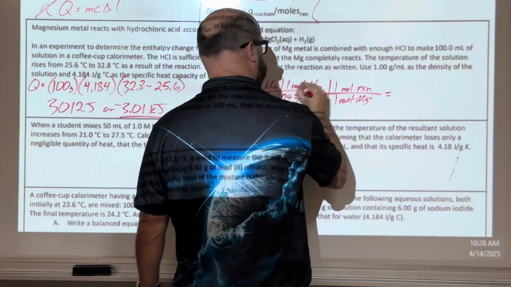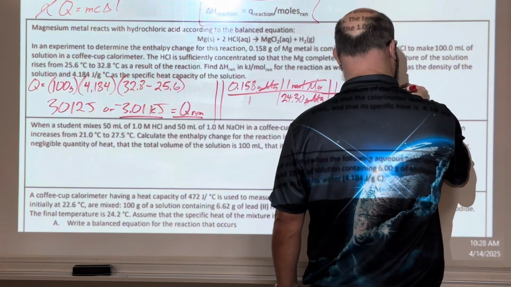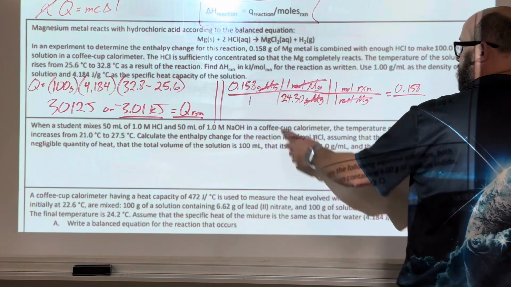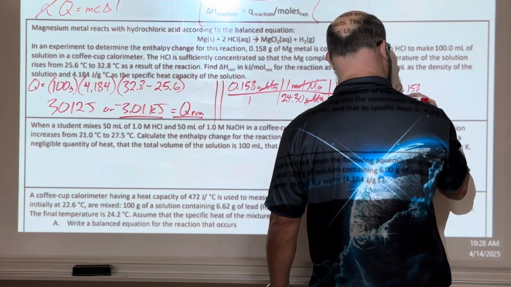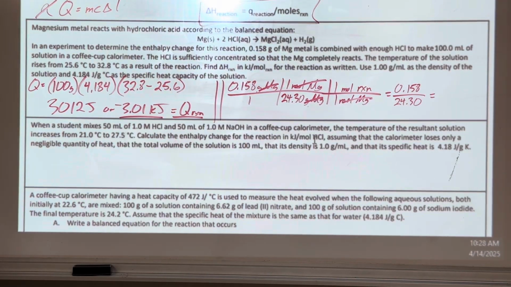Now the moles of magnesium cancel, grams of magnesium cancel, multiply straight across, we get 0.158 divided by 24.3. I can't do that in my head. Let's see. 0.158 divided by 24.3. A gross number, 0.00650.